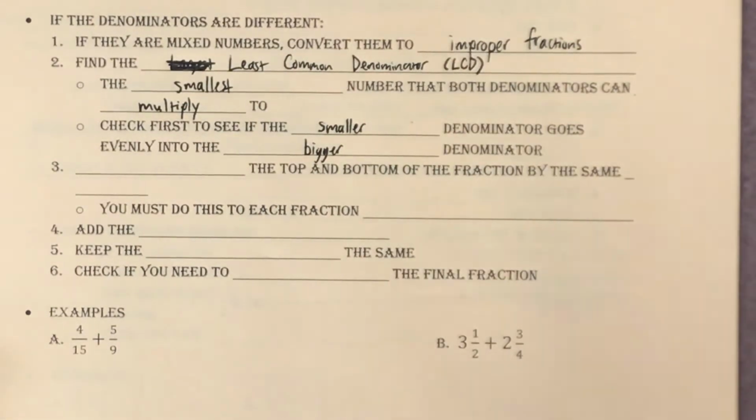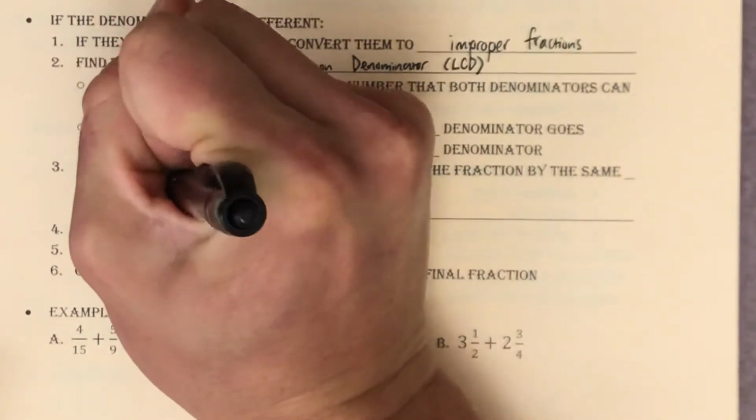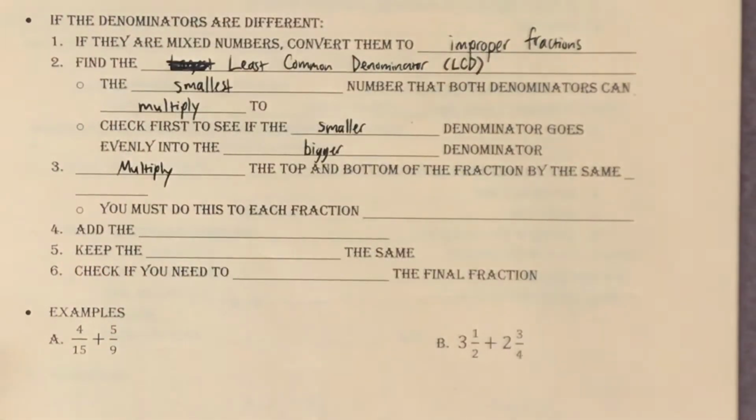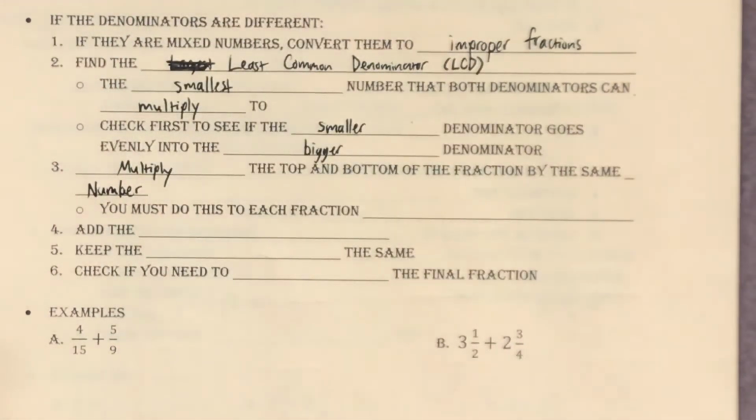Once we figured out what that least common denominator is, we are then going to multiply the top and bottom of the fraction. So the fraction that we're changing, or if we're changing both fractions, you're going to have to do it separately on each one. We're going to multiply the top and bottom of the fraction by the same number. So it has to be done by the same number. I can't multiply the top by 2 and the bottom by 3.